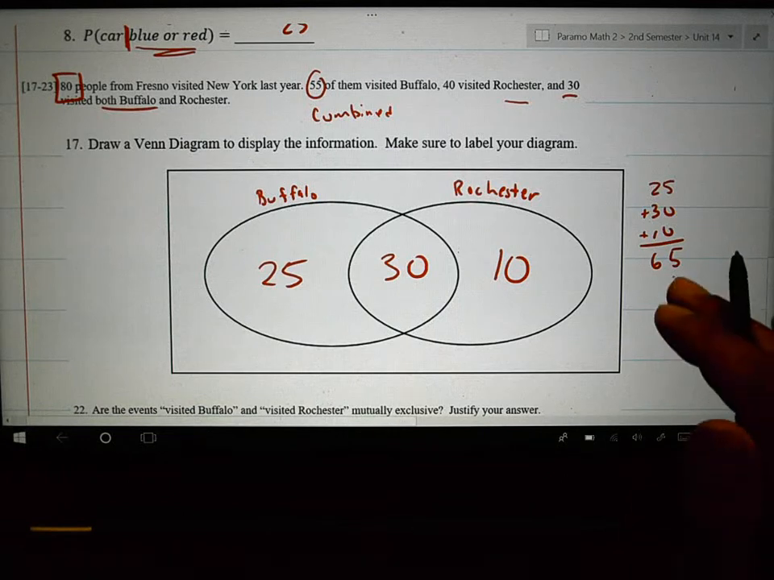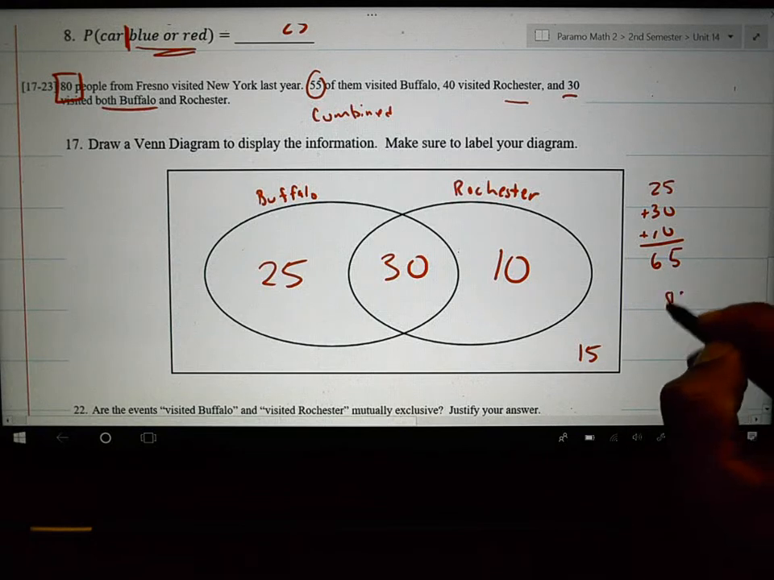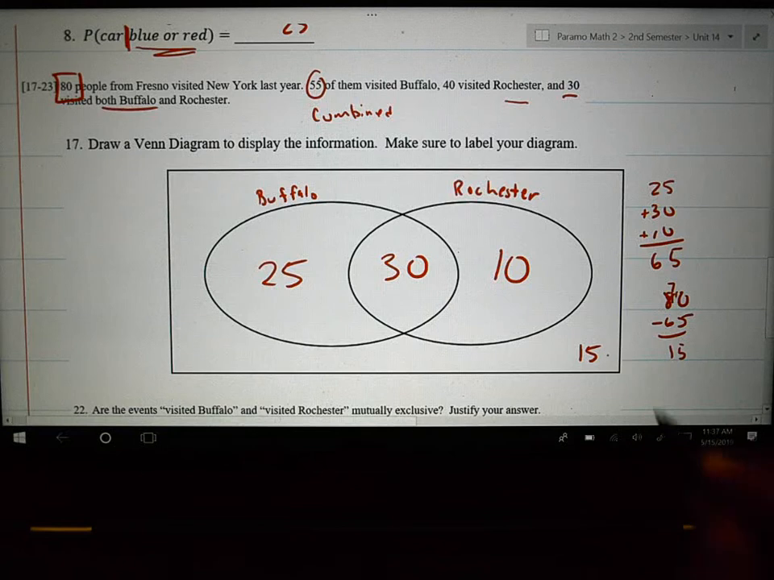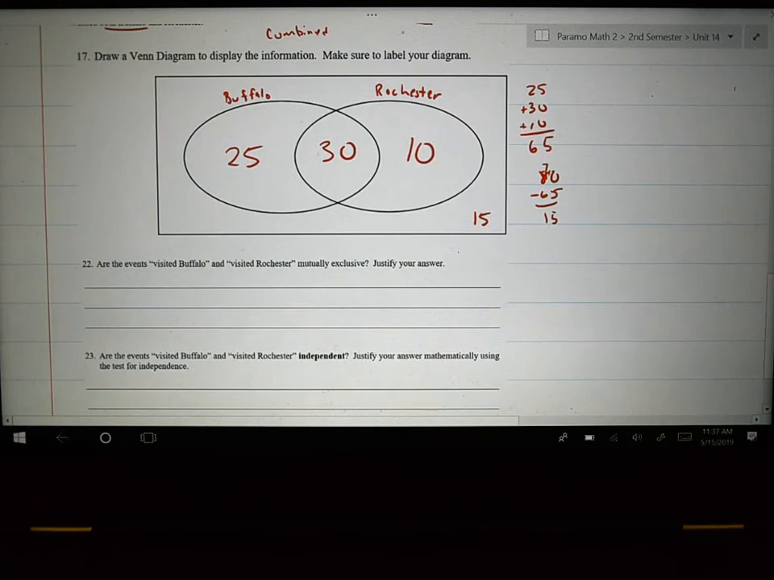So that must mean 15 additional. 80 minus 65 would be 15 people didn't go to Buffalo or Rochester. We need to write that in the bottom box as the people who didn't go. And then what we can do is we can answer this question. There's several questions they're going to ask you. I decided not to do those. I decided to do the 22 and 23 with you just so you understood how to do it.